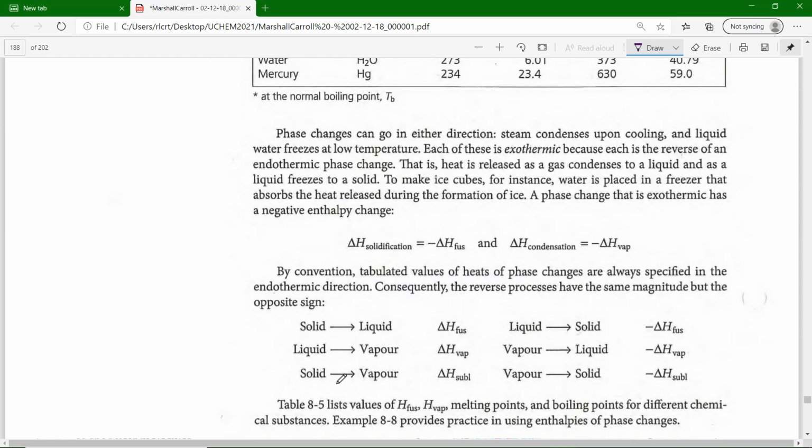So the values are just the negative of the opposite. So delta H solidification is the opposite of delta H fusion. Delta H condensation is the opposite of delta H vaporization.